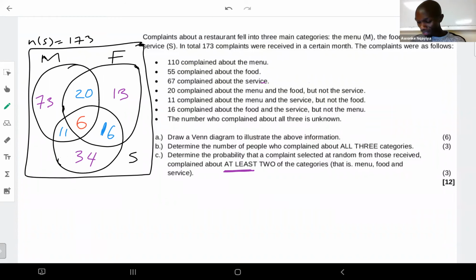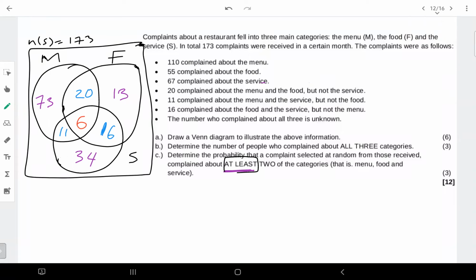The question says at least 2. So if you take only 20, 11, and 16, then your answer will be about exactly 2 categories, not at least. So it can be 2 categories or 3. That is what we mean by at least. It can be 2 or 3.